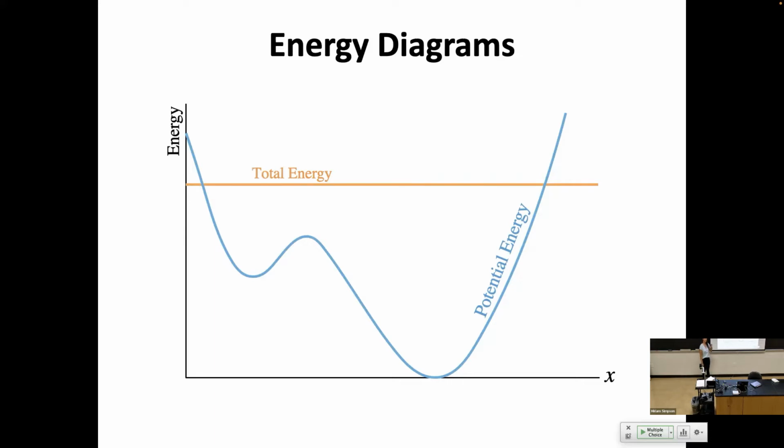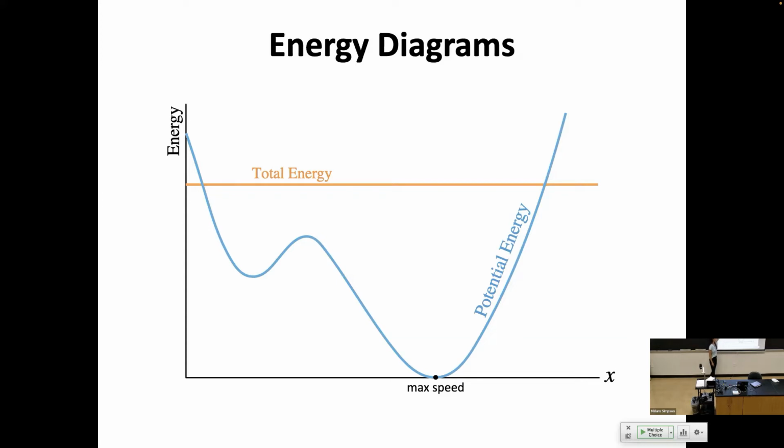Where is this thing going the fastest? Where's the maximum speed? Yeah, here. Why is that? Right. The potential energy is like under this curve, right? The kinetic energy is above the curve. So this is the maximum kinetic energy because it's the place where there's the most kinetic energy. Okay. So that's going to be our max speed.